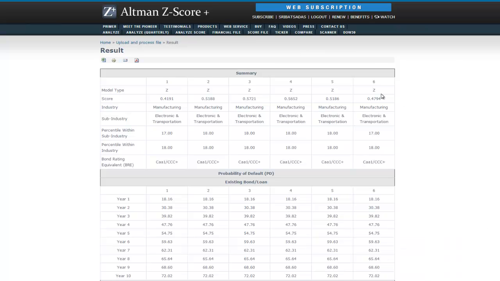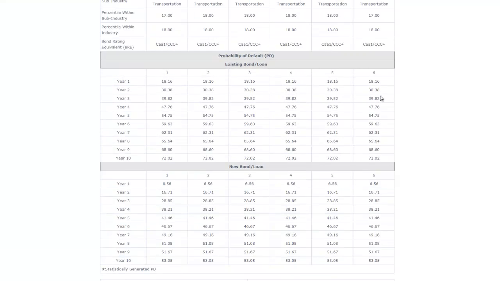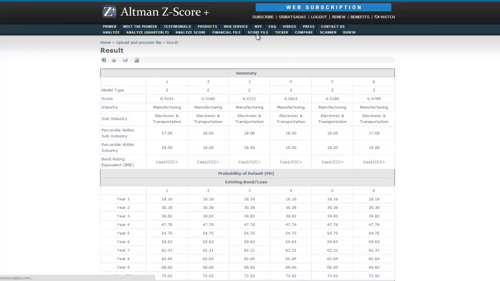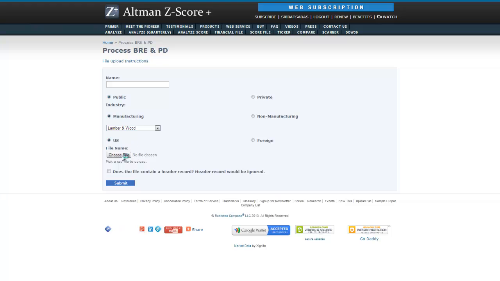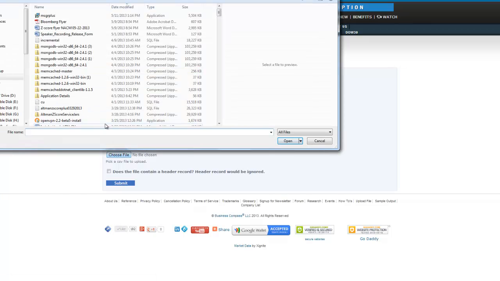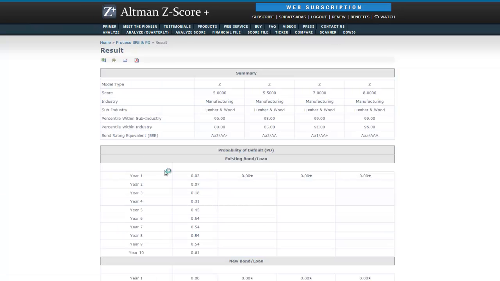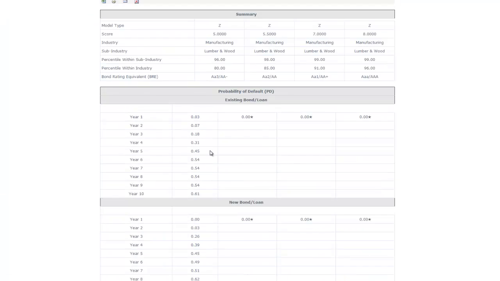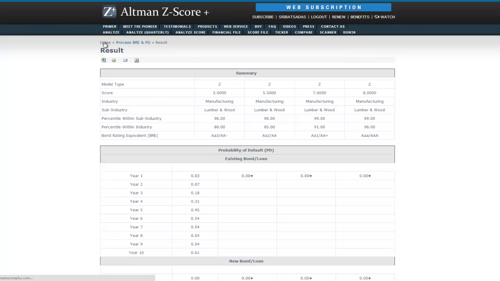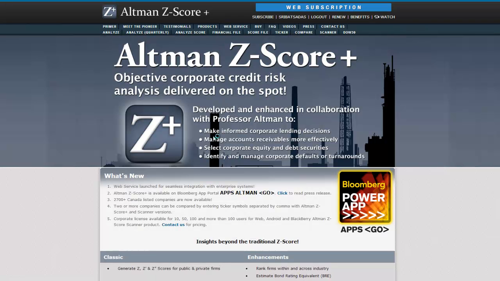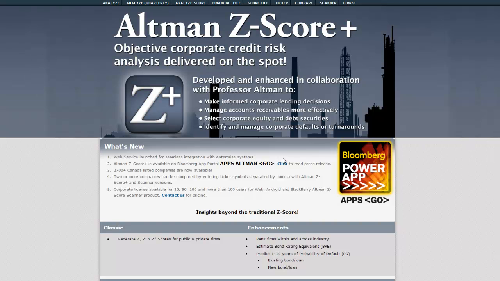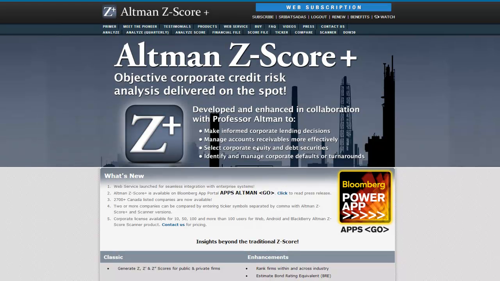So here we see the outputs of uploading and processing a data file. Similarly, we can upload and process a score file. And we say whether it has header or not, and then the application processes. So as we see, this application offers you insights beyond the traditional Z-score by offering the bond rating equivalent and default probability, and it has data integration with it.